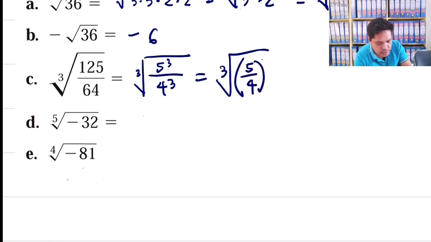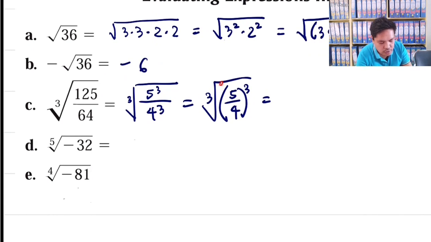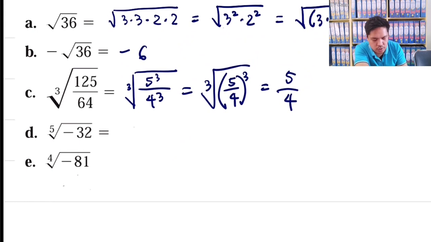Ilabas na lang natin yung 3 kasi pareho din naman. Properties of exponent pa rin. So, eto siya, cube root at raised to cube, or raised to 3. That is reciprocal of each other lang. So, ma-cancel out lang siya. So, that's 5 over 4. Pwede nang lumabas. Si 5 over 4. Okay? So, how about this?